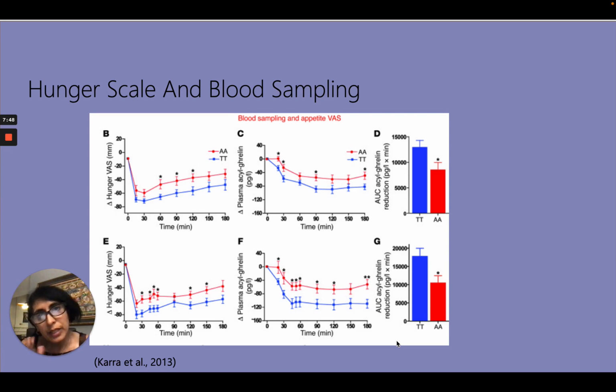And then you notice the D and G. It's also, the ghrelin level is suppressed with the TT group, but continues to not be as well suppressed in the AA group. So even without this gene knowledge, do you see yourself in the AA or TT group when it comes to food intake?